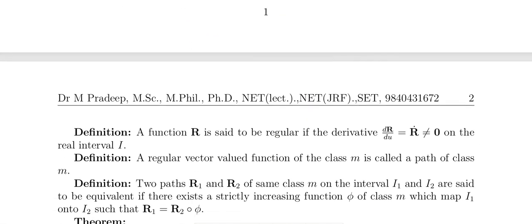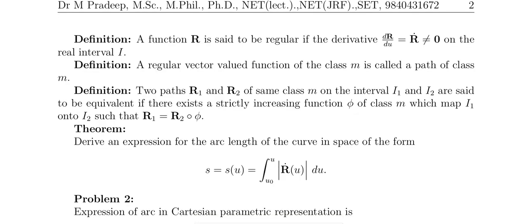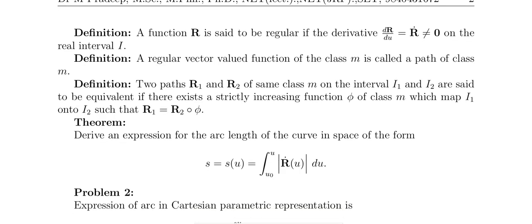Okay, a function R is said to be regular. Very basic idea about the space curve. A function R is said to be regular if the derivative of R with respect to any parameter u, that is dr by du, which is nothing but r dot, is not equal to 0 on the real interval I. If the derivative is not equal to 0 with respect to the corresponding parameter, then the function R is said to be regular.